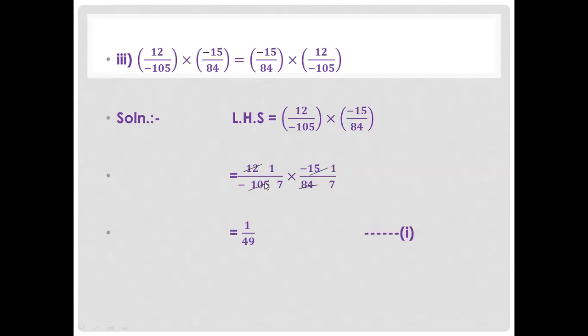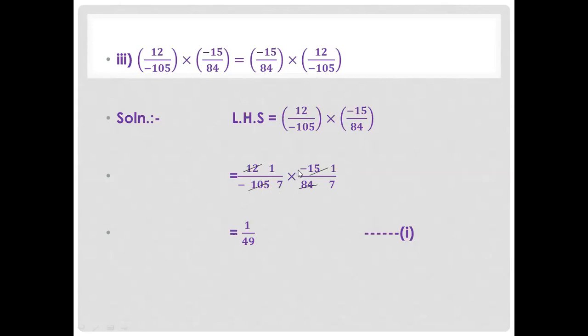Look, 7 fives are 35, 3 carry, 7 ones are 7 plus 3 is 10, 105. So you can check with your calculator that 12 ones are 12 and 12 sevens are 84. 15 ones are 15 and 15 sevens are 105.